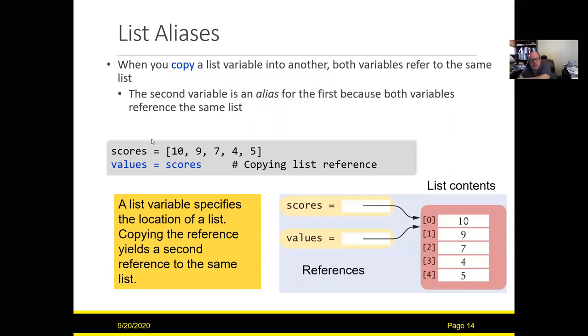So if we use the equal sign to copy one list to another, it is going to copy the address. Remember, the variable is holding the address of the list. That means they both are pointing to the same location. So now if I change anything in scores, the values are going to be changed too. Generally, that's not what we want. Most of the time, this is not what we want. So we don't do it that way.